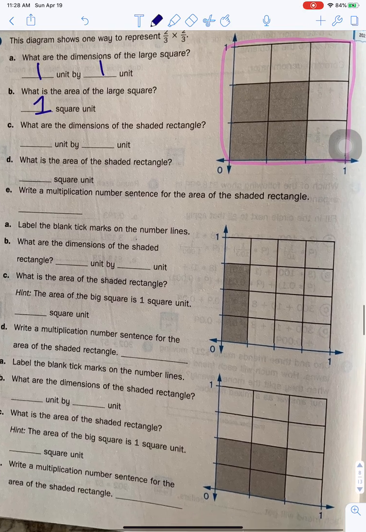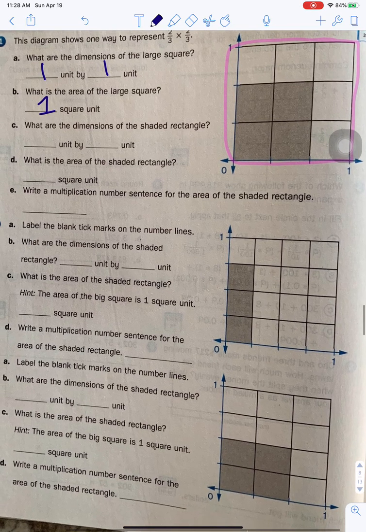What are the dimensions of the shaded rectangle? Taking a look at this side, it's 1/3, 1/3, 1/3. So this dimension is 2/3. We'll say that this is 2/3 by, and then this is 1/3, 1/3, so this is 2/3 as well. So 2/3 by 2/3.